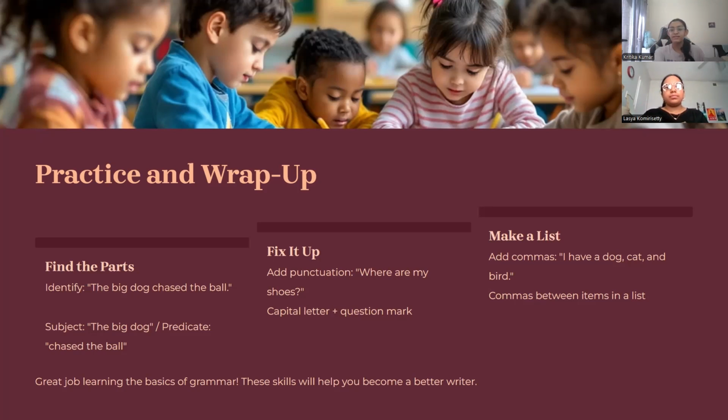And then you can make lists because we learned about commas. So: I have a dog, cat, and bird. And remember, we talked about the comma right before the and? Use that if you want to be more professional and knowledgeable and have some fun with your friends. So this is an example of commas between items in a list, but like we talked about earlier, we do have different types of commas and where we can use them.